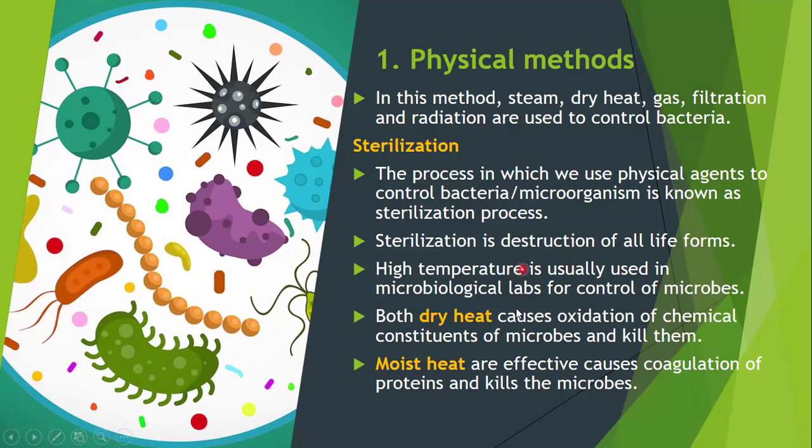High temperature is usually used in microbiological labs for control of microbes. Dry heat causes oxidation of chemical constituents of microbes and kills them. Moist heat is effective, causing coagulation of the proteins and killing microbes. However, the difference between dry heat and moist heat is only one.